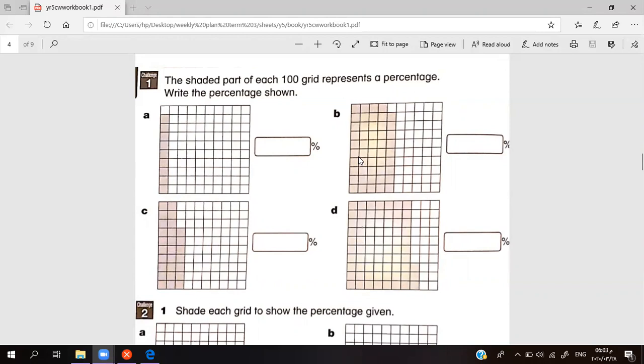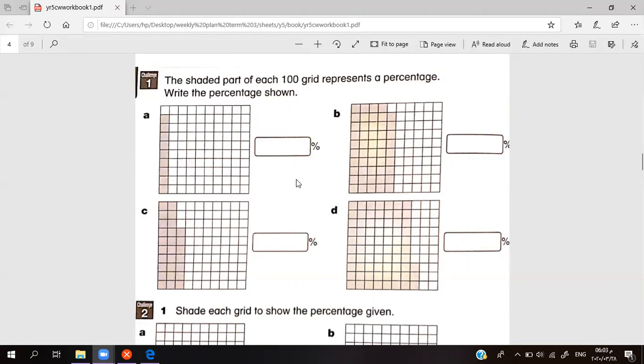It's very easy. What does percentage mean? Percentage is a special fraction. Its denominator is always 100. So again, what is a percentage? Percentage is a special fraction. The denominator in it is always 100.